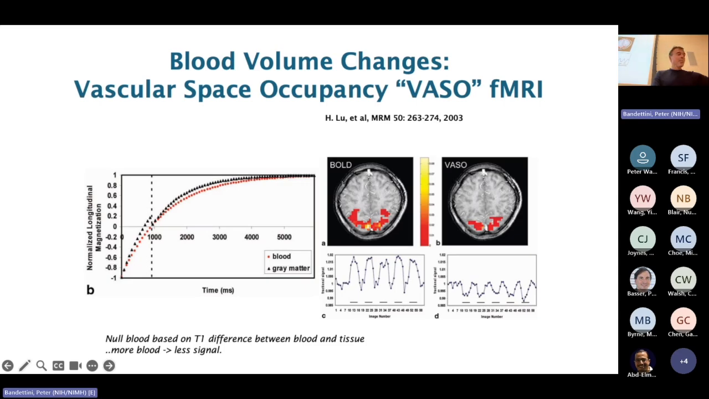Last technique, and if you can just wait 5 minutes, I can give you the last technique. It's called VASO. It was a technique that was invented in 2003 by Hanzhang Lu. Oops, I'll get rid of that, close. Okay, Hanzhang Lu created this technique. It basically involves where you give an inversion pulse, a 180-degree RF pulse.